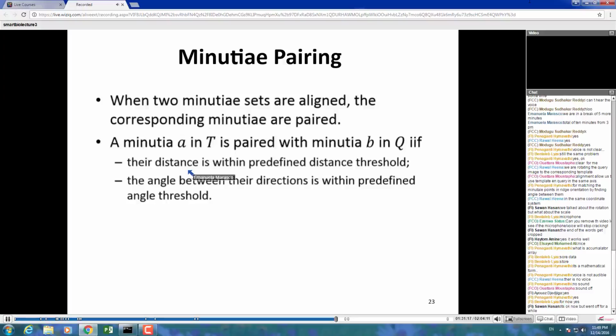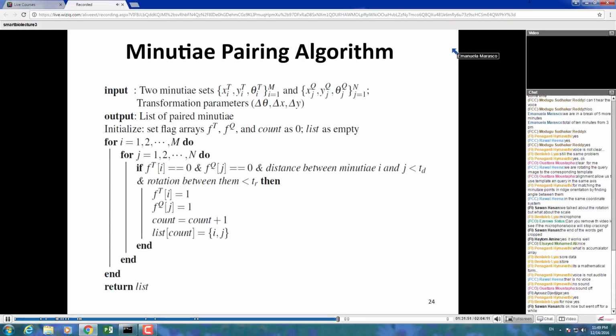We are going to see an example of how to pair minutiae. So this is the algorithm. This is a general algorithm that we can use to pair minutiae. At this point we have the minutia sets, and we have obtained from the alignment the parameters, so we know how to transform them. But now, in the loop, minutia by minutia, we need to consider the distance in location, whether it is less than a distance threshold TD, or the rotation between them.